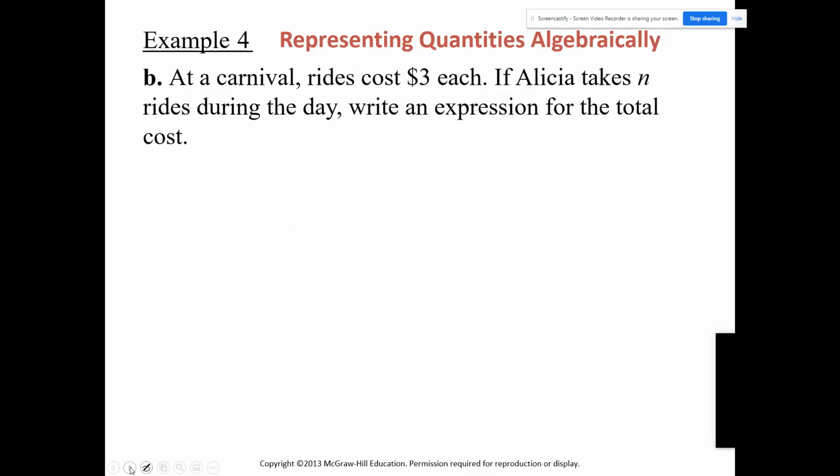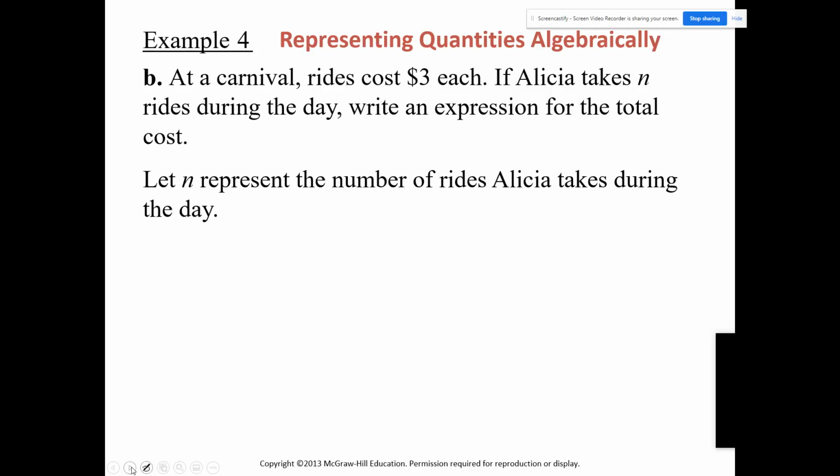At a carnival, rides cost $3 each. If Alicia takes N rides during the day, write an expression for the total cost. So we don't know how many rides she's actually taking, but we know that it's N. So N times 3 would be the total cost. If she takes 3 rides at $3 each, 3 times 3 would be $9.